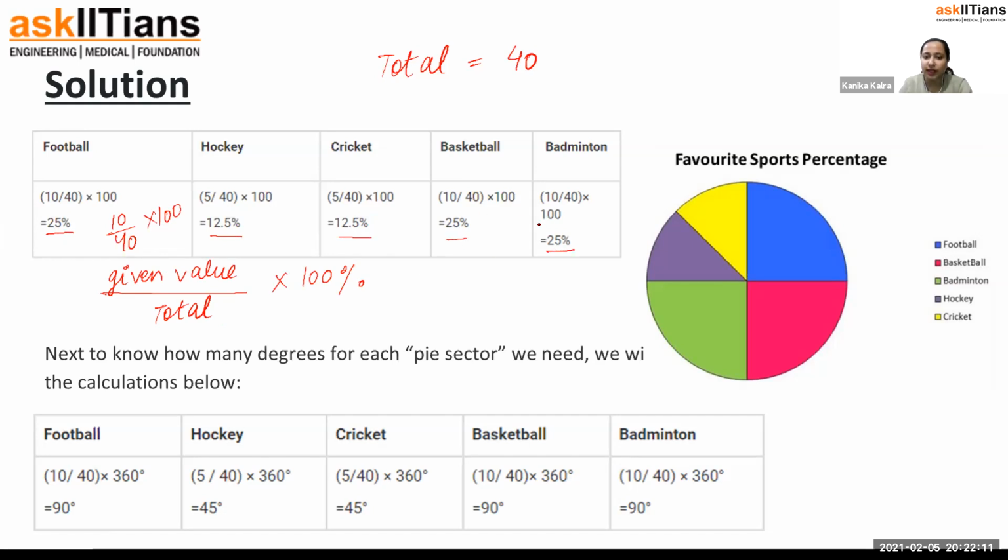So you now have to draw the graph. Now, how will you draw the graph? Without angles, you cannot draw a pie chart. Now we have already calculated the percentage and we already know the fraction of the angle, we have to calculate it now.